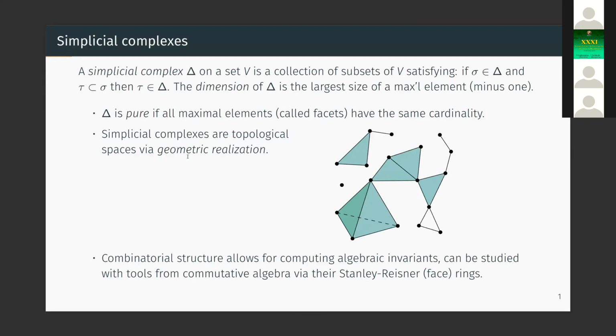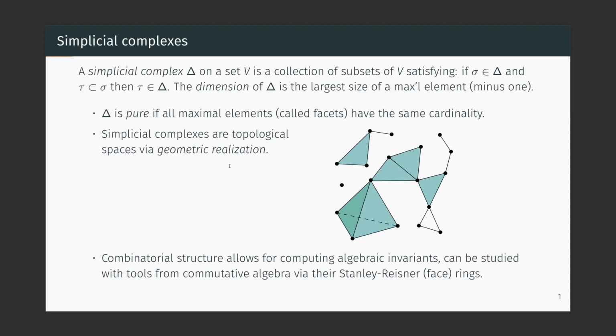Okay, so just some background definitions, probably familiar to everyone, but what is a simplicial complex? So this is a collection of subsets of a set V that's closed under taking subsets. So if I have a sigma that's an element of my simplicial complex, and I take a subset of that element, then it's also in the simplicial complex. The dimension of a simplicial complex is defined to be the largest size of a maximal element minus 1. And other terminology, so delta is pure if all those maximal elements, which are called facets, have the same cardinality.